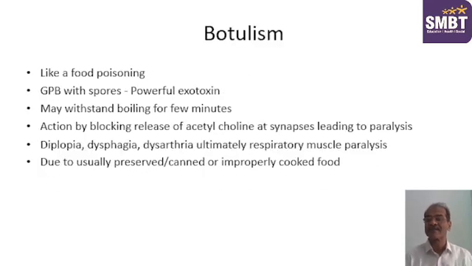And the last organism is Clostridium botulinum, which causes botulism. It's a kind of food poisoning, caused by gram-positive, spore-bearing bacilli. They get ingested, and they produce a powerful exotoxin in the GI tract, which gets absorbed and then has its effect on nerves. It blocks the release of acetylcholine at synapses, and the overall effect in the body is paralysis, with dysphagia. Ultimately it may be severe and may cause respiratory muscle paralysis, and death may follow because of that. It is usually caused by consumption of preserved or canned food or improperly cooked food.